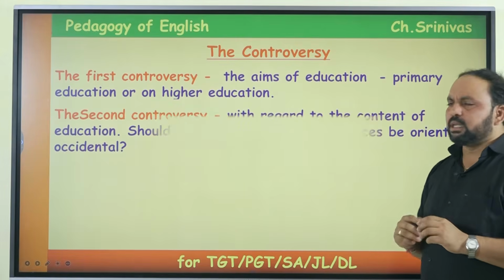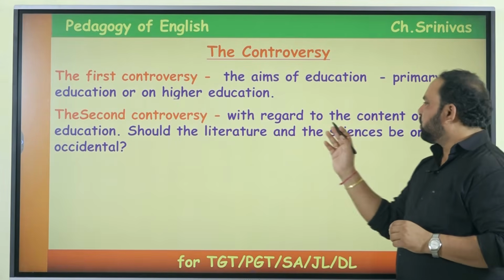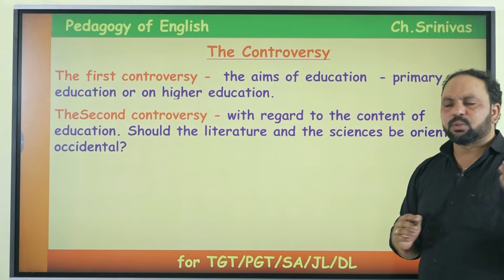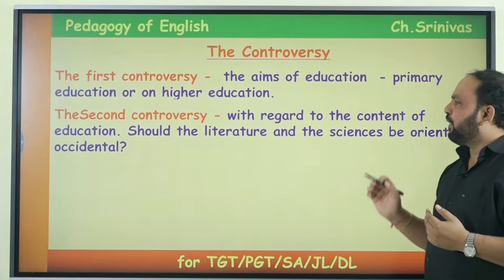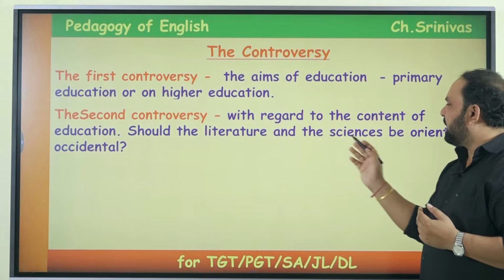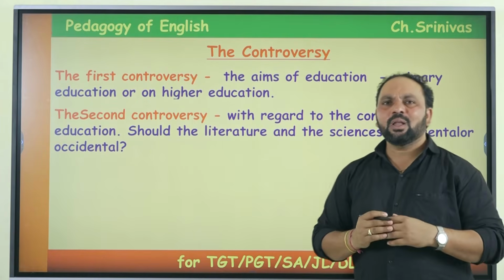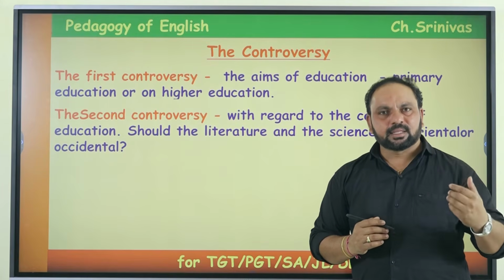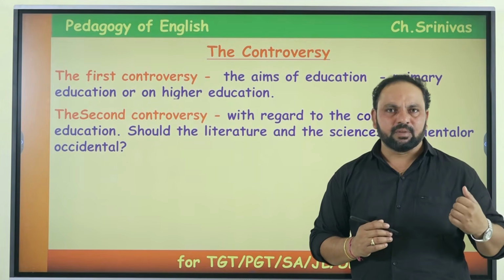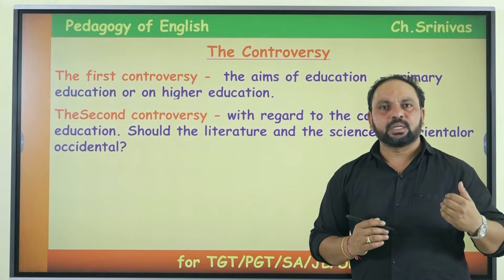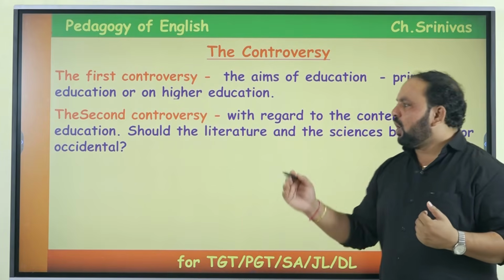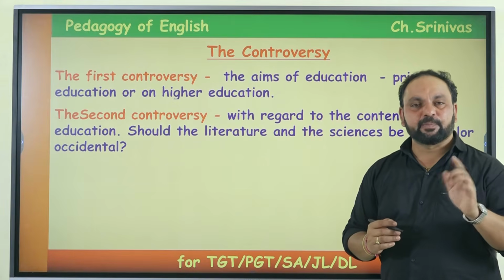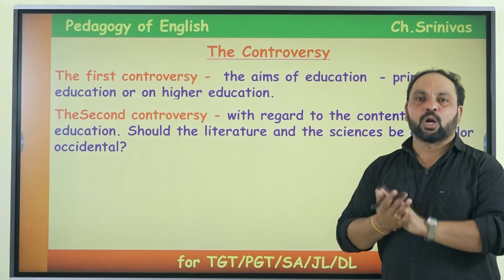And the second controversy is with regard to the content of education. Should the literature and the sciences be oriental or occidental? Oriental in the sense of the Sanskrit, Persian, Arabic languages. So should the money be spent on our subject content and literature, or on the occidental, that is the English language? That was the second controversy.